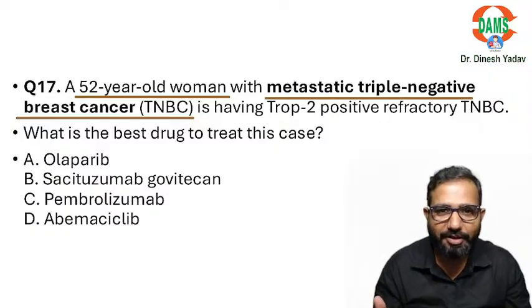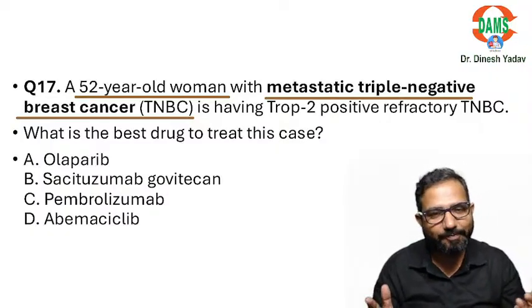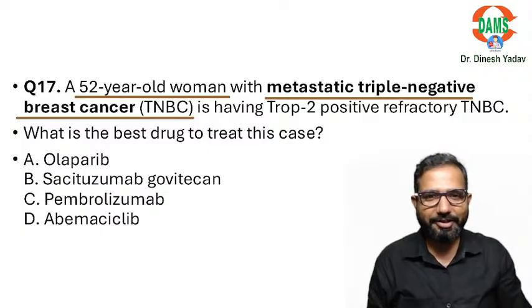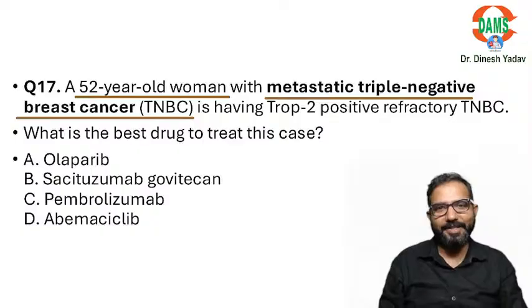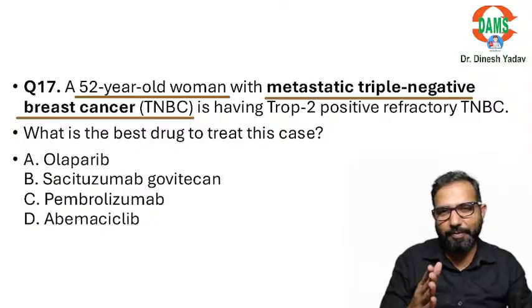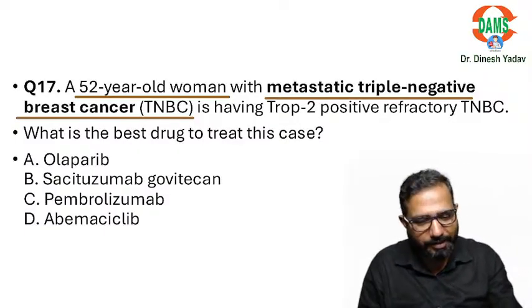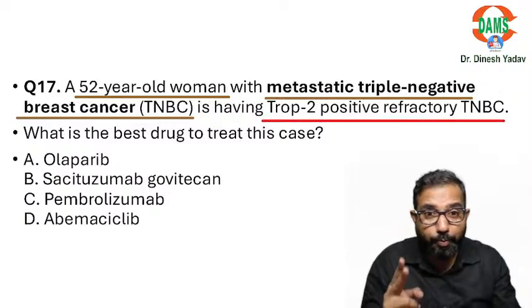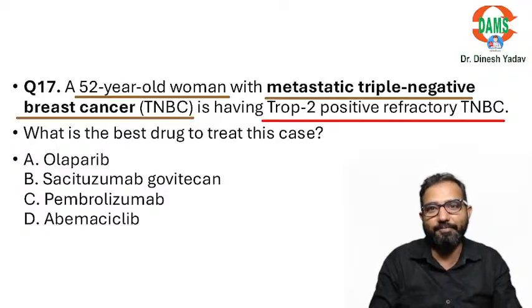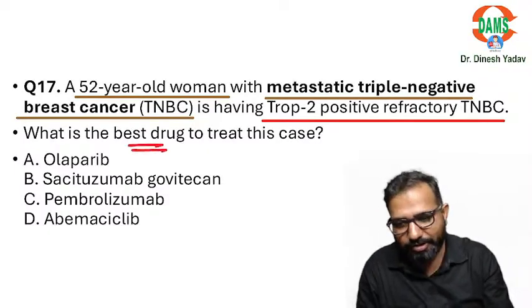My favorite topics nowadays: anti-cancer drugs, antibiotics, autacoids. They are asking questions from these topics. So these 3 questions are dedicated for you from these topics. Metastatic triple negative breast cancer, but TROP2 positive, refractory triple negative breast cancer. TROP2 positive refractory TNBC. What is the best drug to treat this case?